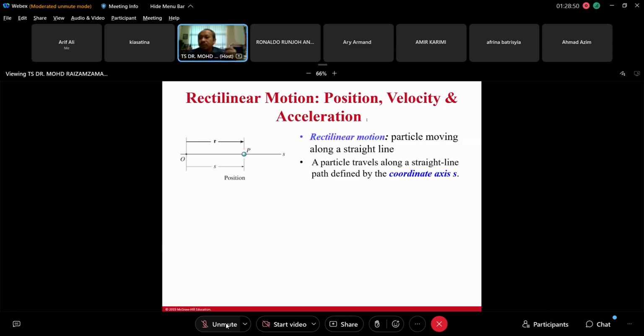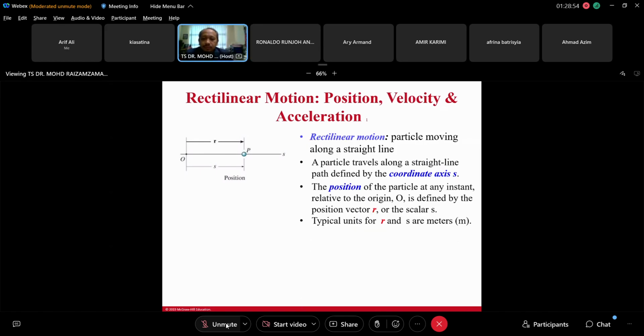So does anyone know what is the unit of position, class? So what is the unit of position? So normally we are using the unit of what, class, for position? Distance. Meter. Meter, right? Position means any distance from point A to point B, okay? From point B to point C. Okay, that's the position, that's the distance, right? So the unit is meters.